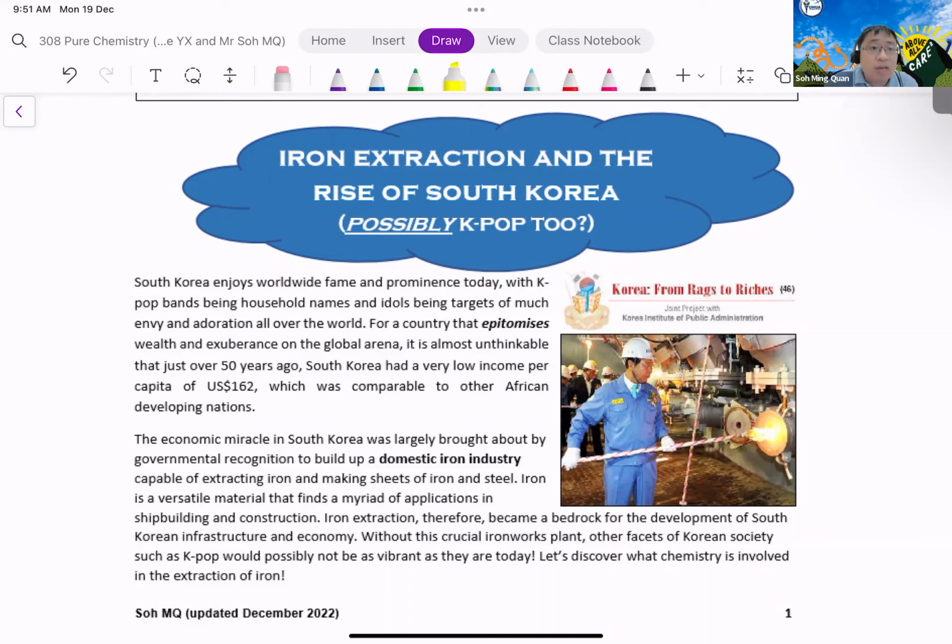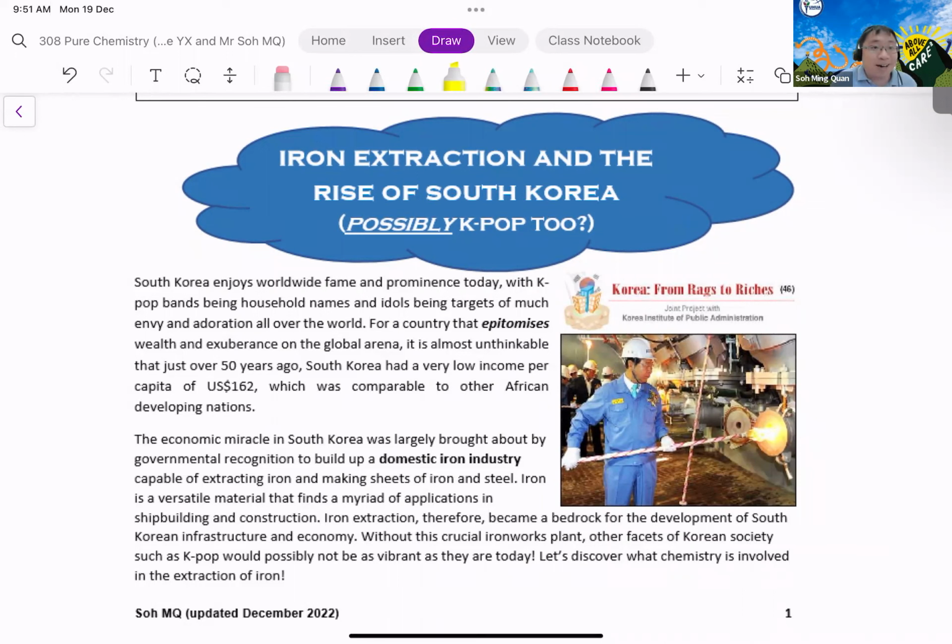Okay, so essentially, if you think about it, the transformation of South Korea is nothing short of huge, a very big transformation. And of course, if you look at South Korea today, they are rich because of this, because they had chosen the economic strategy of extracting iron and using it to make steel. And that's what we will study today in today's lesson.